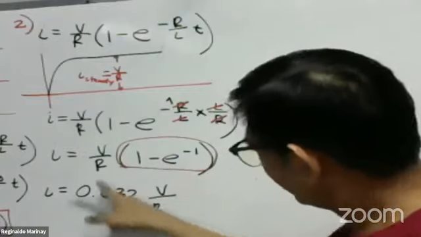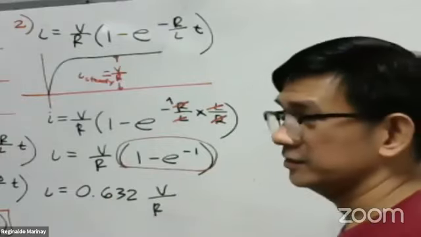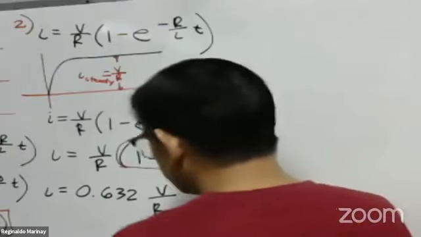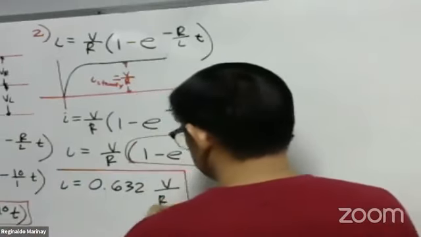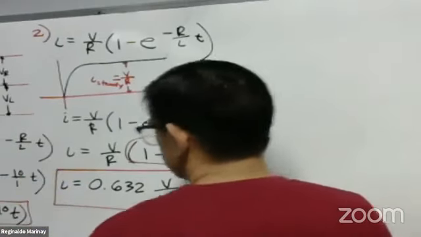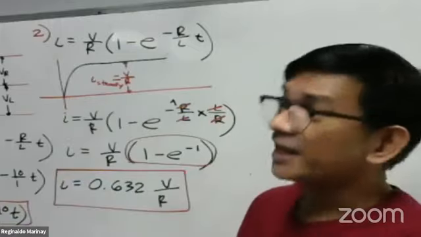Okay, so let's go here. 0.632. Okay. That is where the 63.2% comes from. Well, of course, if this is asked in the board exam, that is already an objective type of question. That is being asked in the licensure exam. That's very easy. Okay. Number 3.